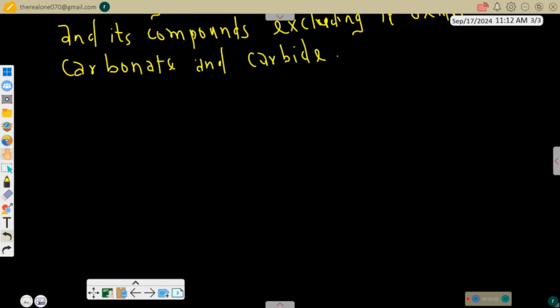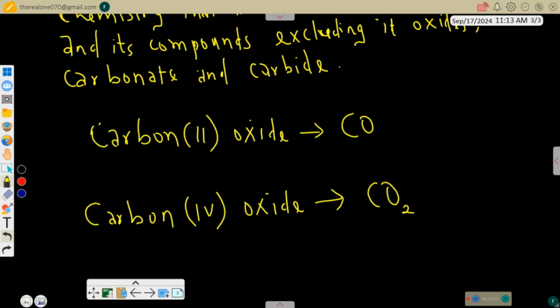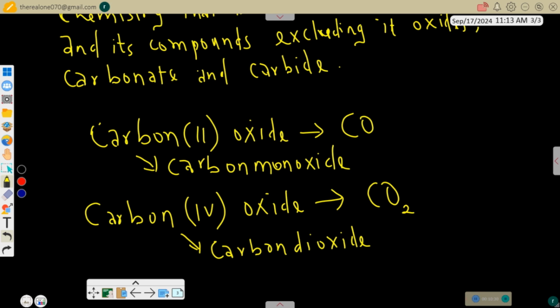Carbon generally has two oxides, that is carbon(II) oxide and carbon(IV) oxide. Carbon(II) oxide is CO and carbon(IV) oxide is CO2. Another name for carbon(II) oxide is carbon monoxide. Then another name for carbon(IV) oxide is carbon dioxide. These two are not studied under organic chemistry, even though they contain carbon in them. So they are not studied under organic chemistry. So these are the oxides of carbon.